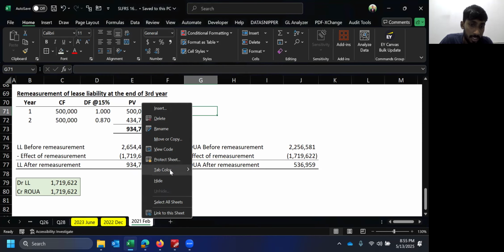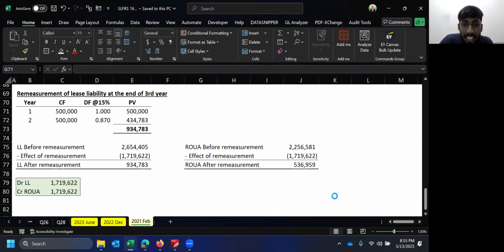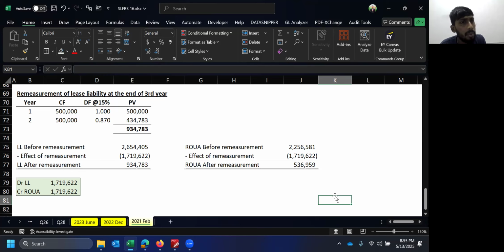Now, if you see, every time the examiner has tested remeasurement, that means lease modification. This time also he might test. Most probably he might test a reduction in the scope, or a case where two steps have to be applied. Just check. Just redo the question that I did, and that's all.